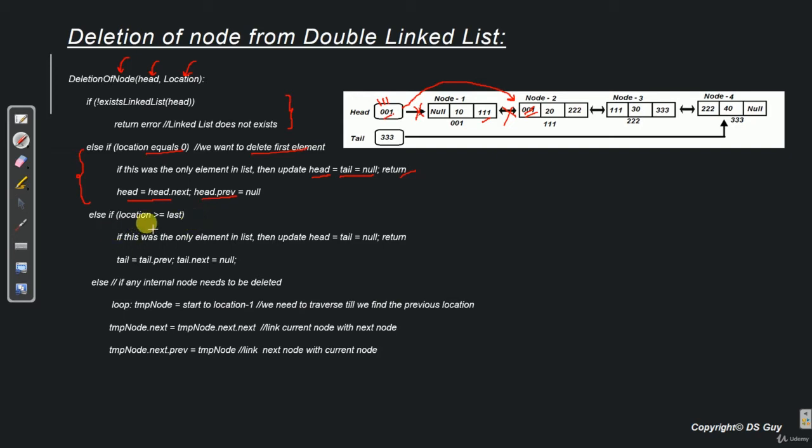Now let's say the location is last or greater than last. If we want to delete the last node, what has to be done? Before going into that, you would have noticed here that we are using the greater than symbol. What is the reason for that? We are assuming that in case the user gives a location which is bigger than the last node, in that case we will delete the last node.